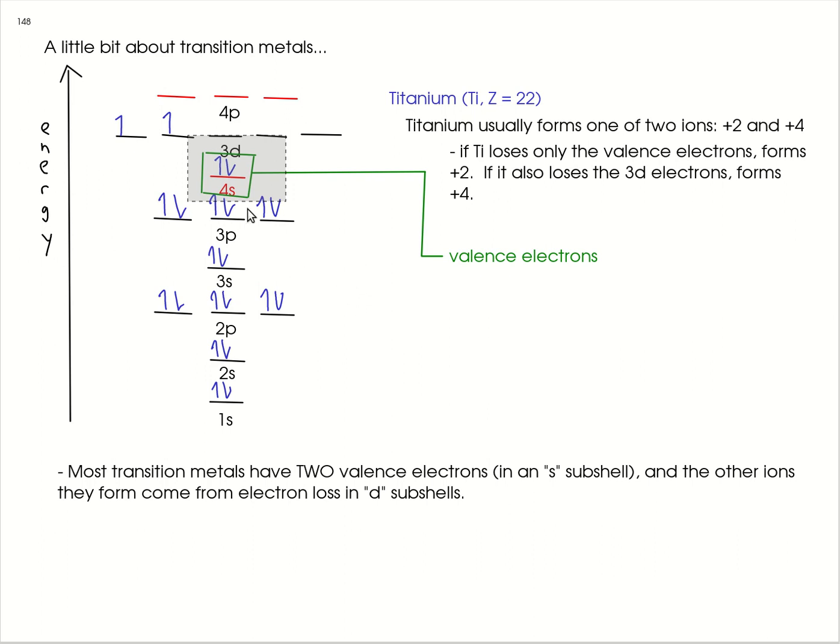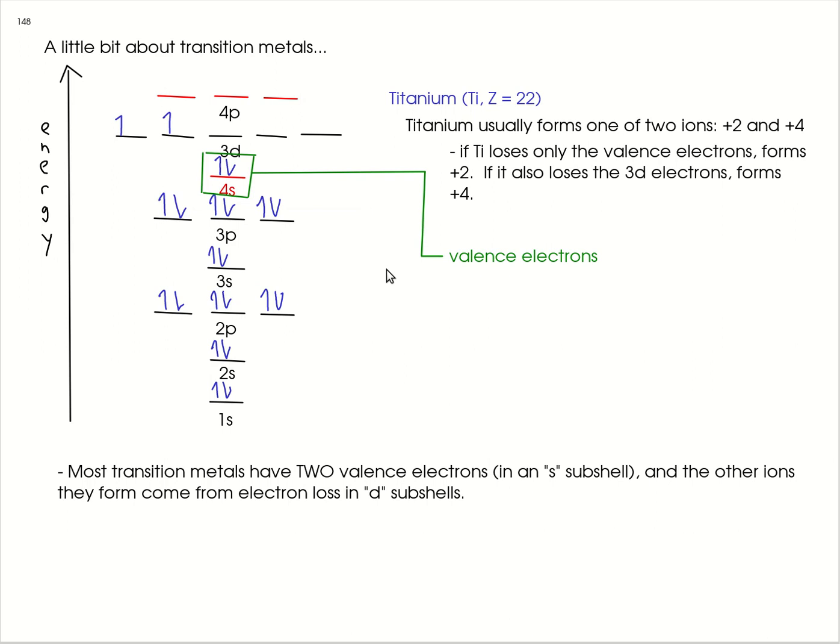But if titanium loses those valence electrons, it still has these high energy d electrons that are basically just hanging out there by themselves. So sometimes the transition metals will play a little bit with some of their inner shells as well. And if titanium loses both the valence electrons and these two, that's where you get your +4 charge. So you can kind of start to understand the different charges transition metals can take if you basically look at their outer electrons and look at the d subshell that's right underneath. So this is where all these different charges come from.